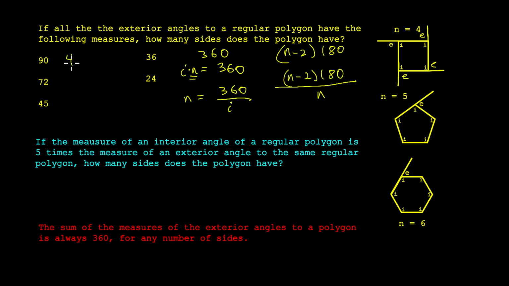360 over 90 gives us 4. 360 over 72 gives us 5. 360 over 45 gives us 8. 360 over 36 gives us 10. And 360 over 24 gives us 15.